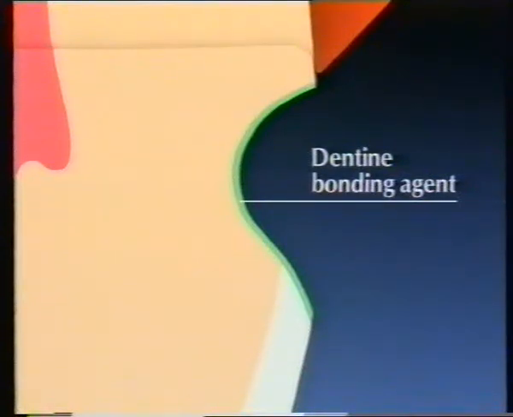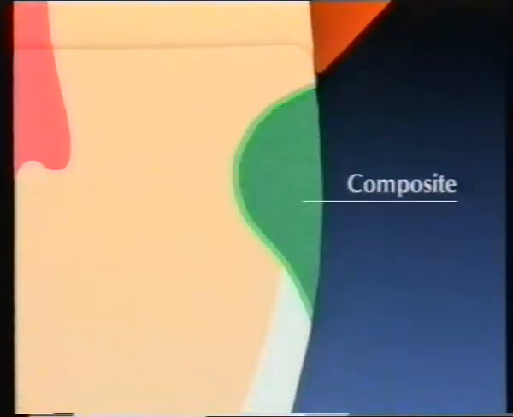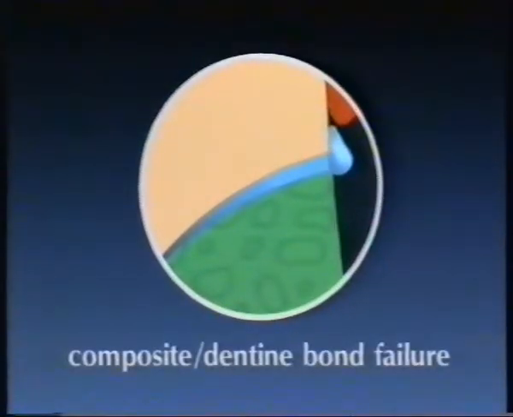In these circumstances, there is evidence to suggest that if the filling is more than 2 millimeters wide, then polymerization shrinkage will be towards the strongest bond. As this will probably be to the acid-etched enamel, the dentine bond is likely to fail, and leakage at the composite dentine interface may follow.